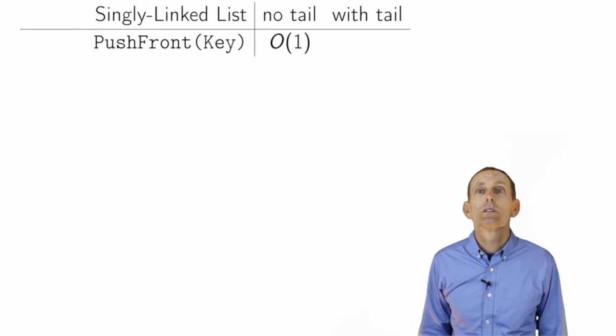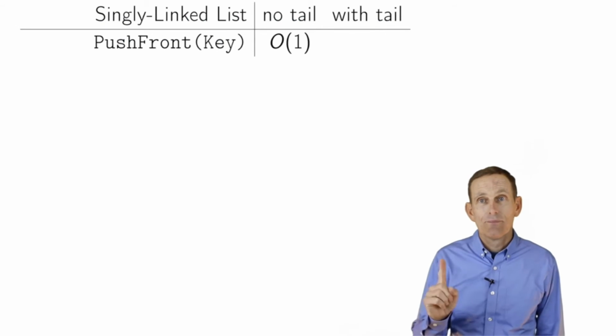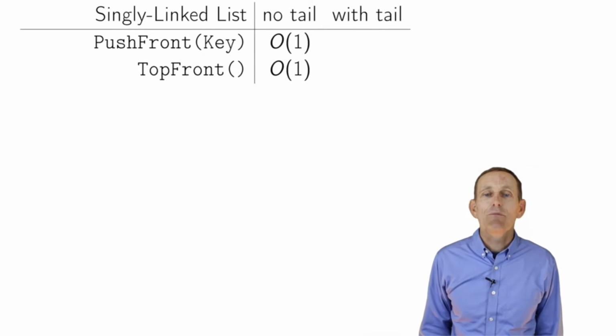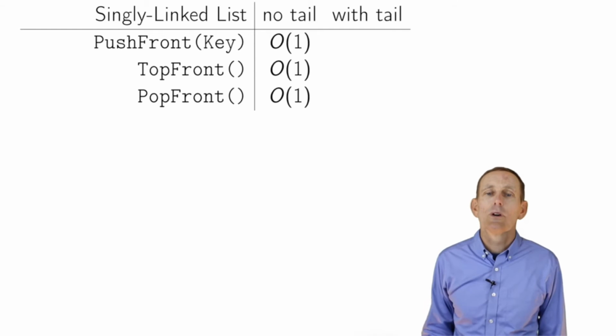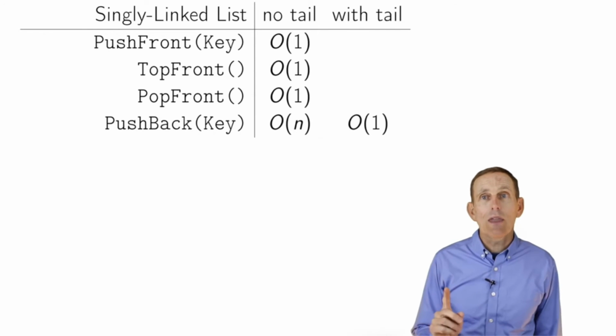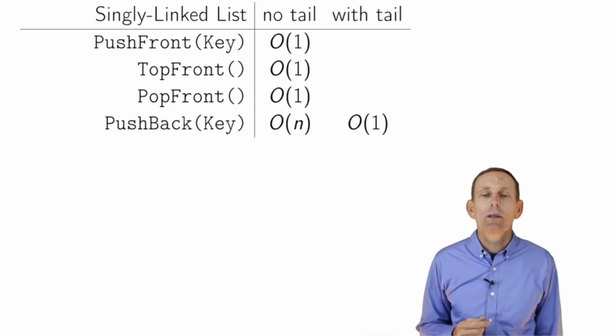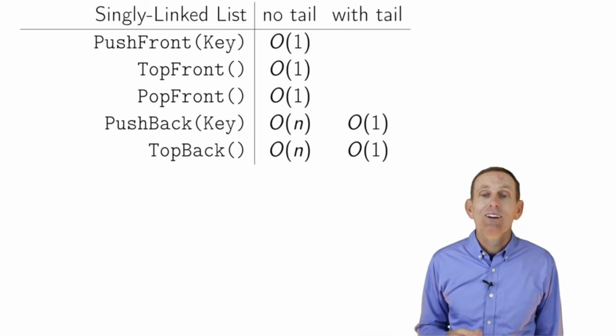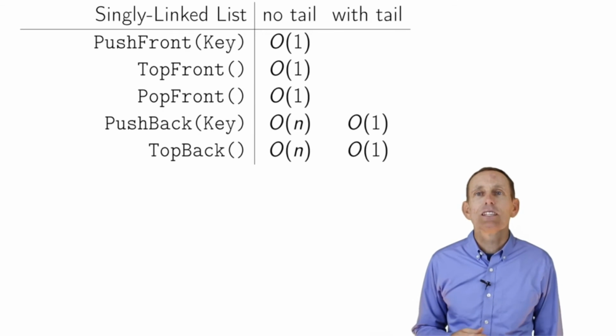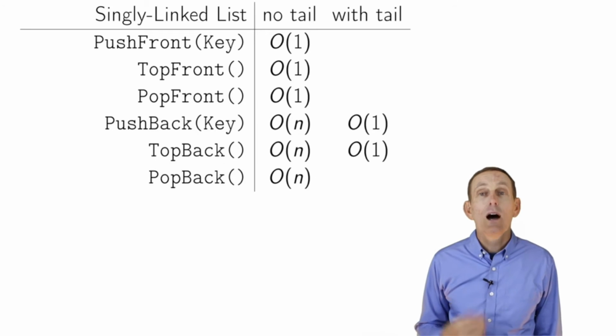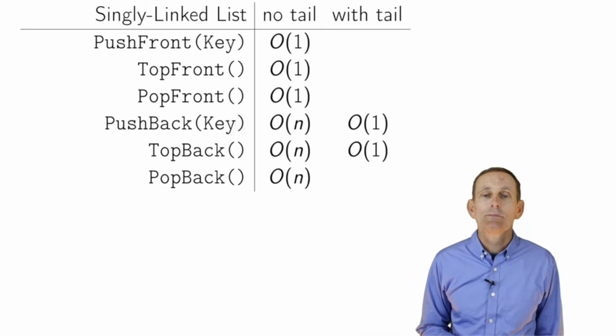So let's summarize what the cost of things are. Push front, order 1. Top front, pop front, all order 1. Pushing the back, order n, unless we have a tail pointer, in which case it's order 1. Top back, order n, again, unless we have a tail pointer, in which case it's order 1. Popping the back, order n operation, with or without a tail.